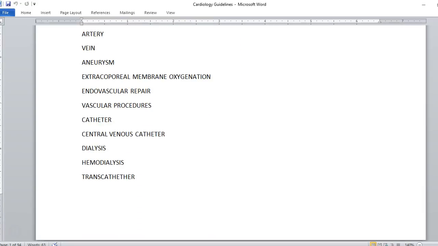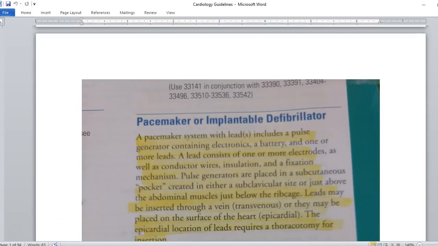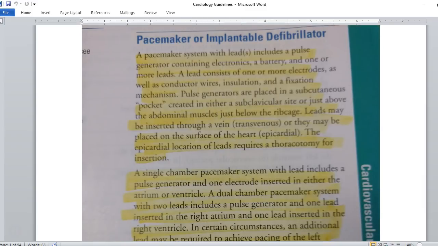So let's start with our guidelines. The first section is the pericardium. There are no guidelines for the pericardium. The easiest way to look those up is by the word pericardium. What's nice is if you flip in your code book to pages 204 and 205, you will see pictures of what we're going to be talking about, the pacemaker and the implantable defibrillator.